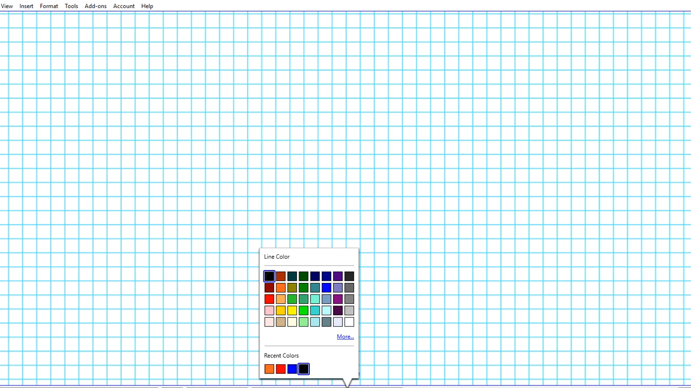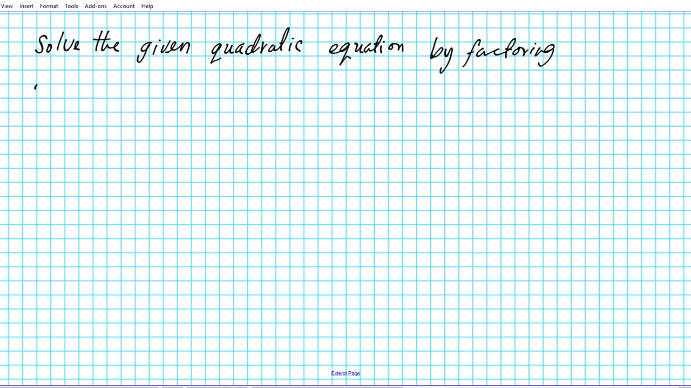Alright, so the instructions for this problem are as follows. We are to solve the given quadratic equation by factoring. Okay, so let's say we have, for question number 3 of the quiz, 2a squared plus 3a minus 2 equals 0.